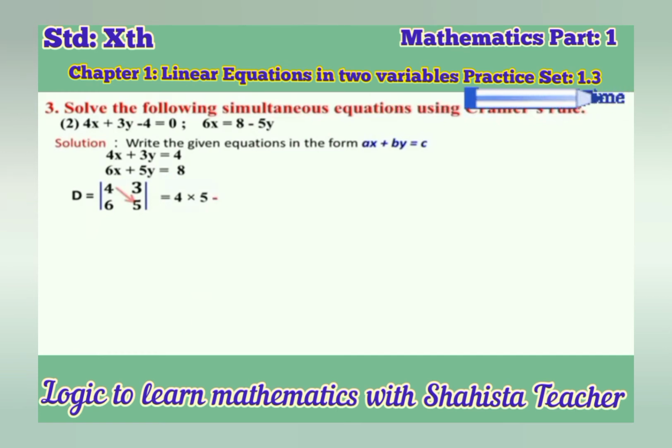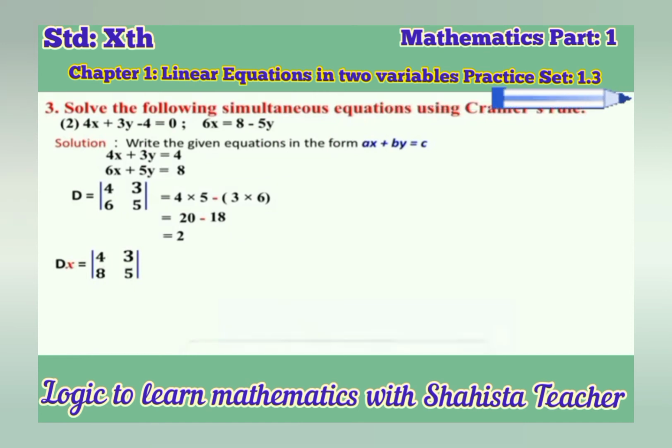Now here we will apply the cross multiplication rule. So 4 multiply by 5 minus 3 multiply by 6. 4 fives are 20 minus 3 sixes are 18. So here 20 minus 18 is 2.